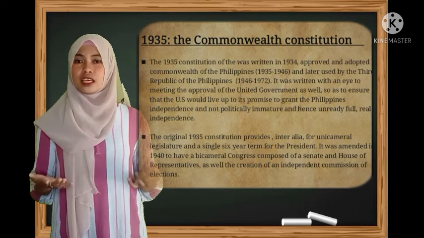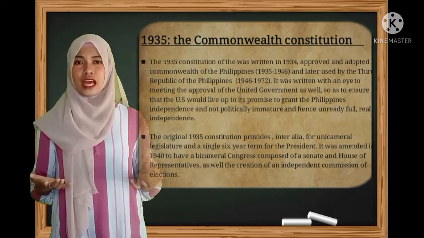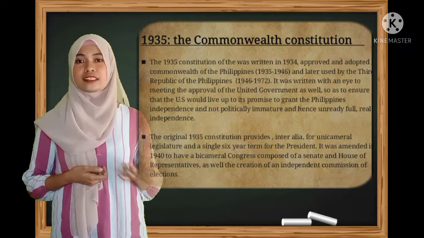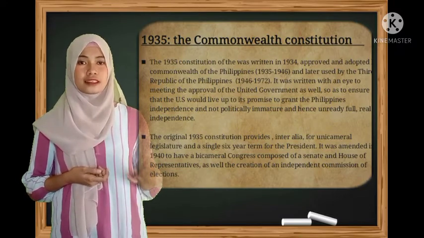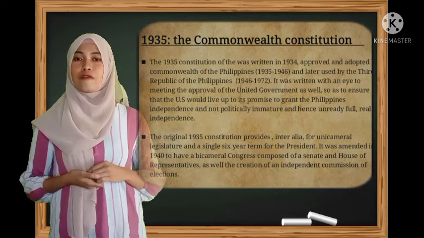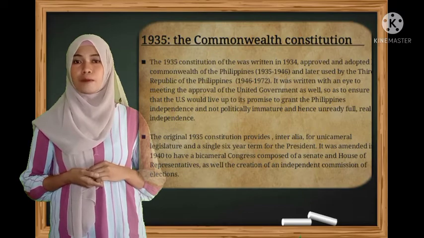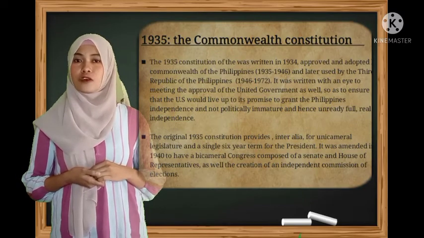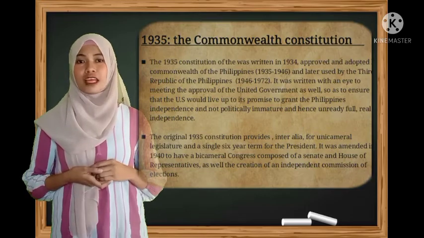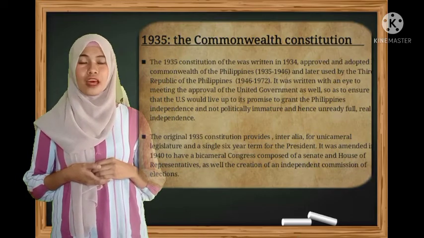The original 1935 Constitution provides inter alia for a unicameral legislature and a single 6-year term for the President. It was amended in 1940 to have a bicameral Congress composed of the Senate and the House of Representatives, as well as the creation of an independent Commission on Elections.